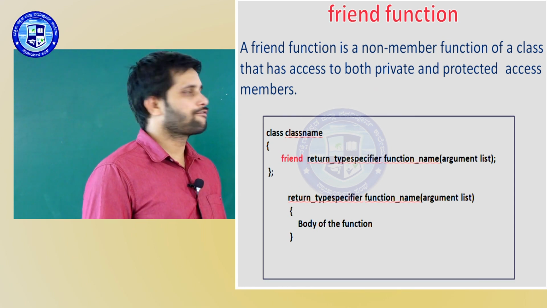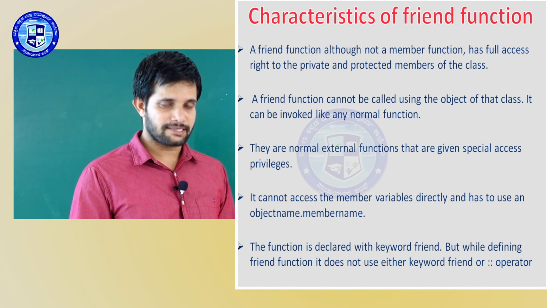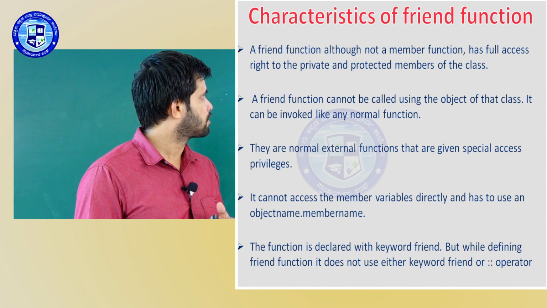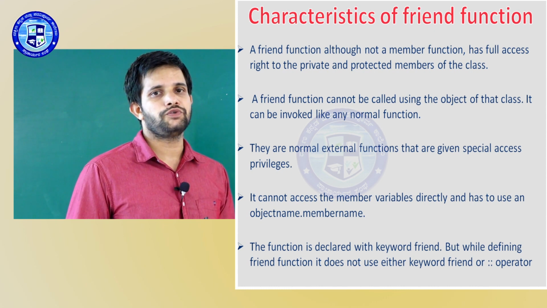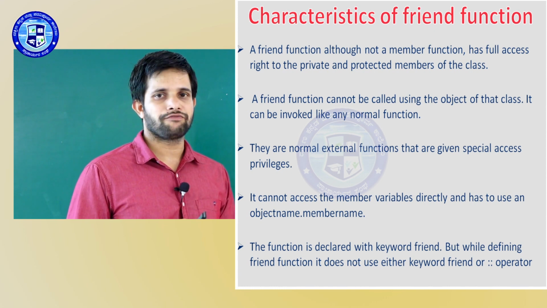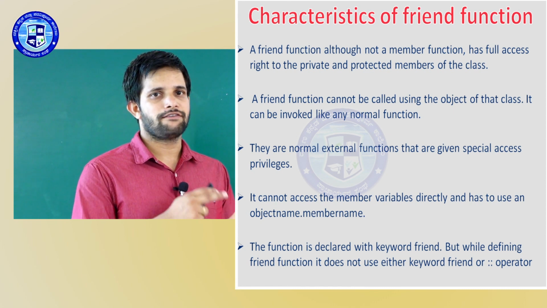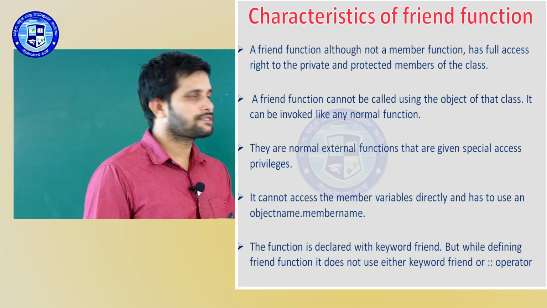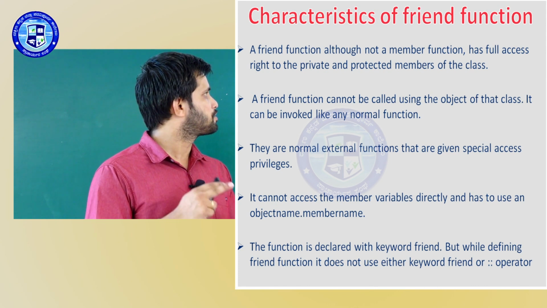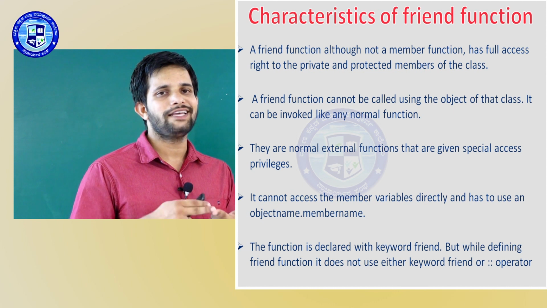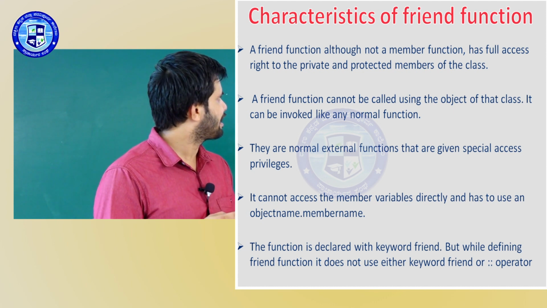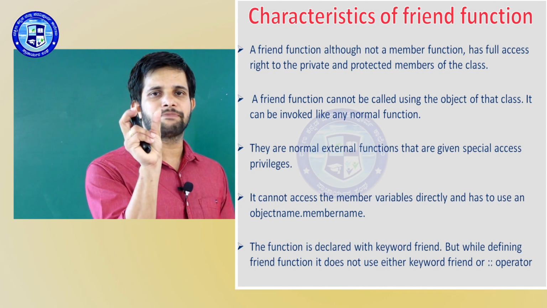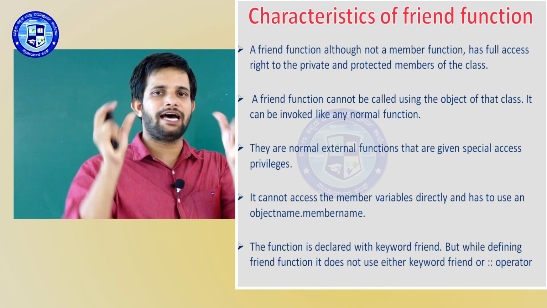Now we know what a friend function is. Now let us see the different characteristics of the friend function. A friend function, although not a member function, has full access rights to private and protected members of the class. That is the first characteristic of the friend function. What is the second characteristic? A friend function cannot be called using an object of the class. Then how is it called? It is invoked like a normal function. How is a normal function invoked? By just specifying the function name. If you have any arguments, you mention those.